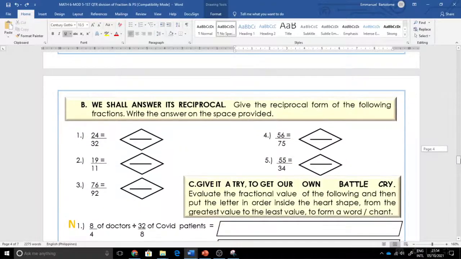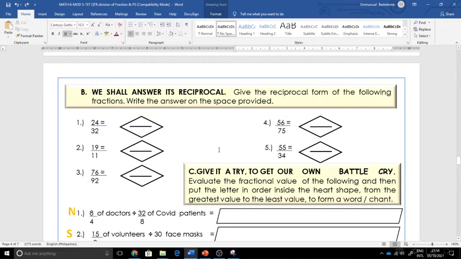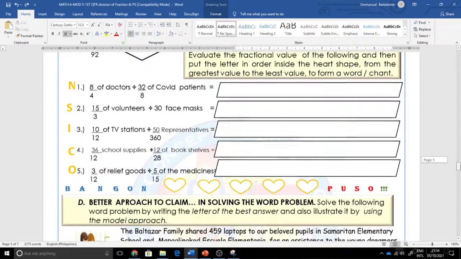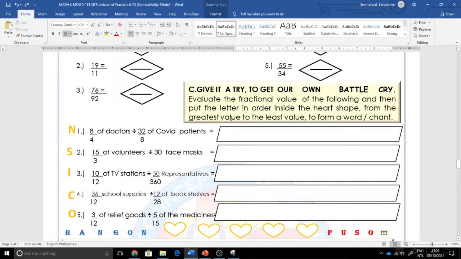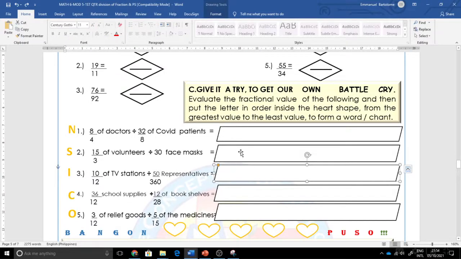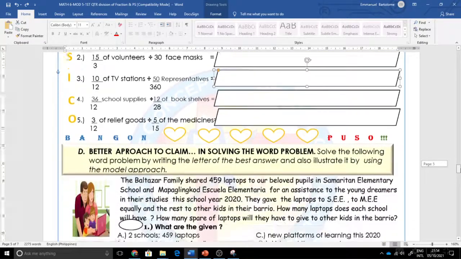And in task 4, letter B, get the reciprocal of the following number. So, example, 6/10. So, it is 10/6. Yung lalagay niyo po yung number dito sa ibabaw and number sa ilalim. Okay po? And, so, this is number 1. C, give it a try to get your own battle cry. So, evaluating the following fraction and writing your answer here, the solution in your final answer.